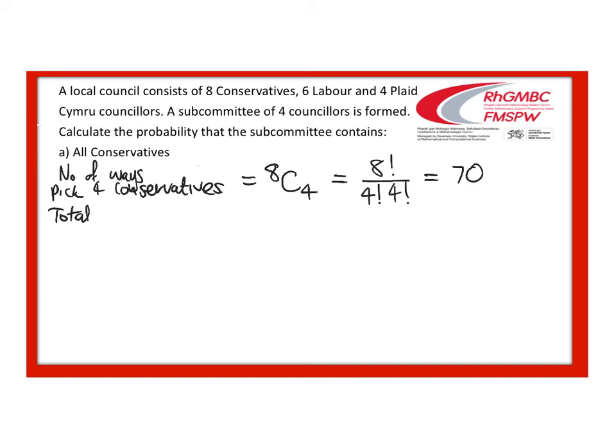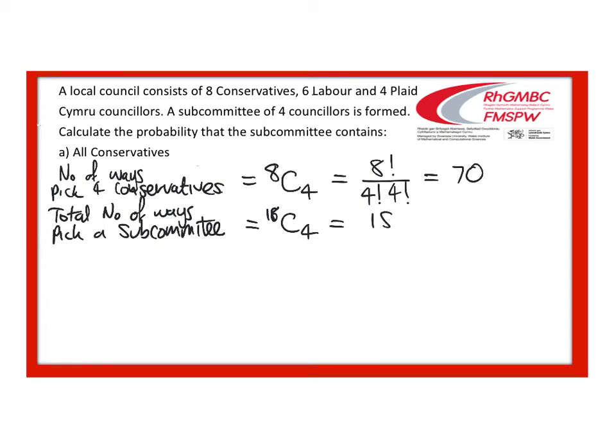Total number of ways to pick a subcommittee. So just picking a subcommittee, we don't care what party they come from. So what we're going to do here is we're going to have our total of, there are 8 plus 6, which is 14, plus 4, which is 18. There are a total of 18 different people that we can pick our council subcommittee from, and I'm going to pick 4, so I'm going to do 18 choose 4. And again, the order isn't important here, so I'm not doing permutations. I'm not interested who I pick first, second, third, or fourth.